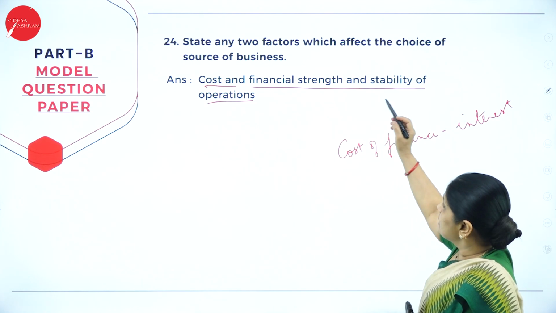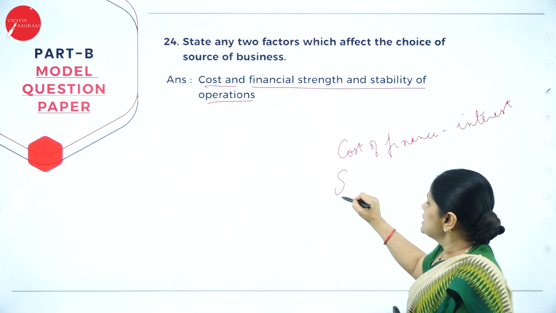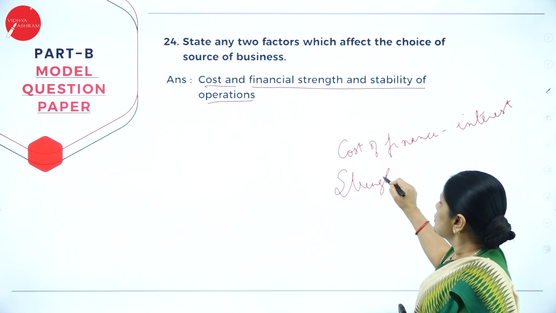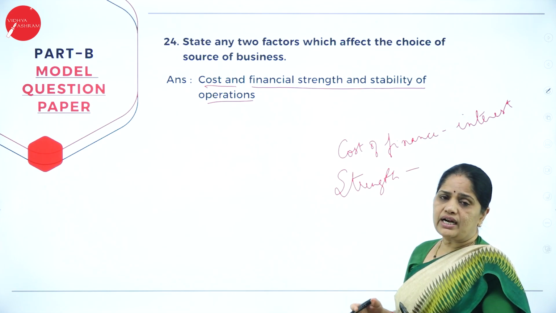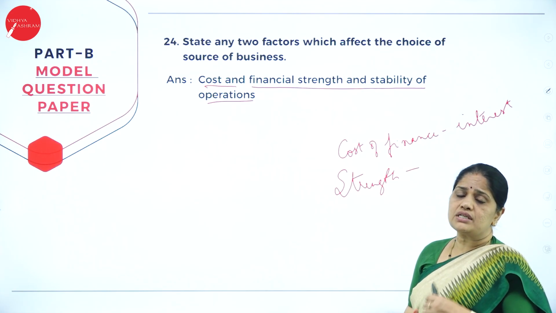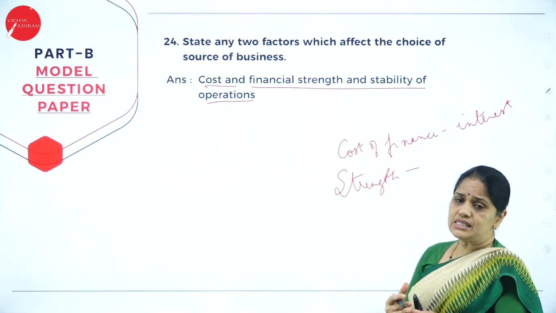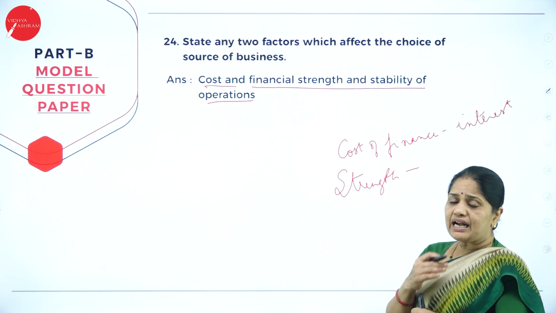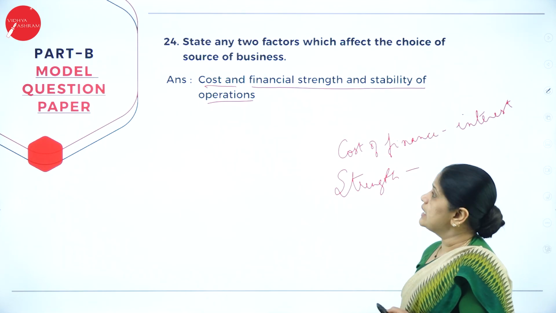Then the second one is financial strength and stability of operations. What is the strength of the business? Whether the business has regular income, whether there is regular revenue to the business, and also the stability of operation. So how it is able to stand the operations, that is, if the business is making profits regularly, then we say that the business has been stable.